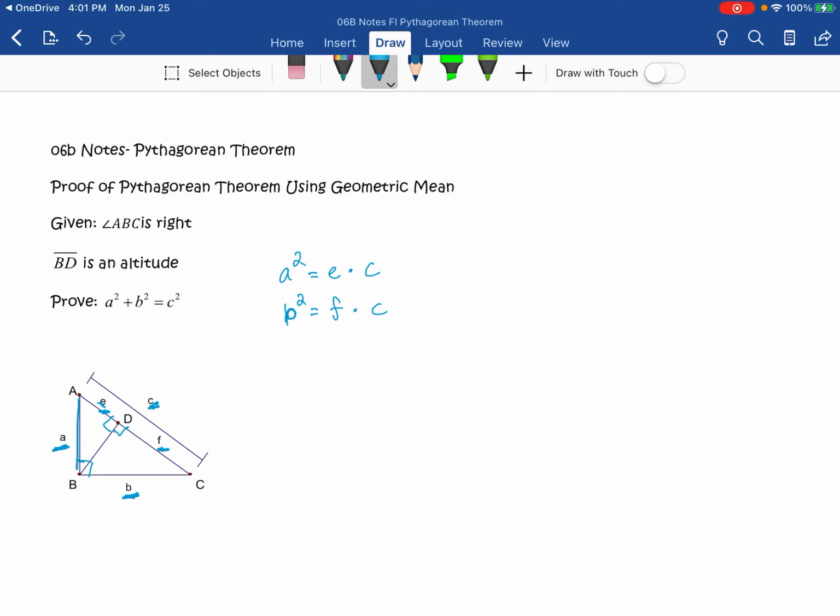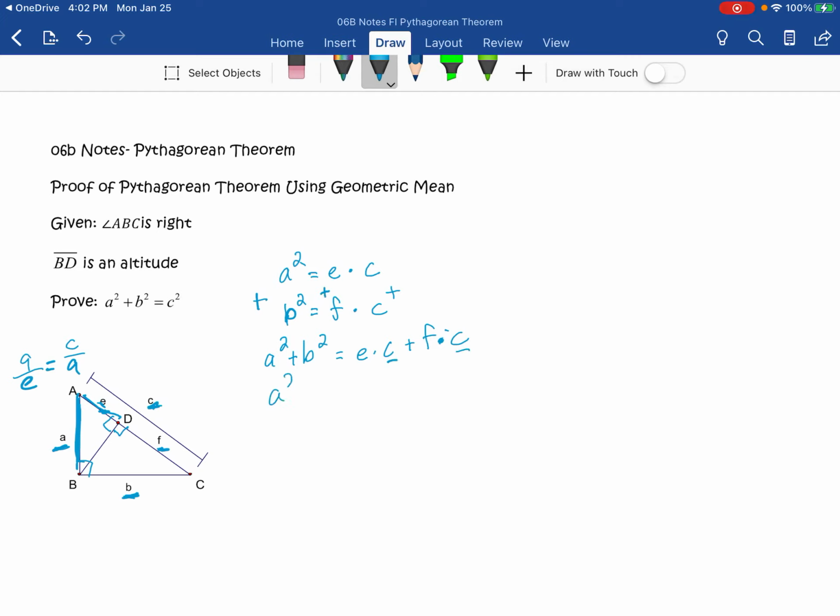If you want the proportion, of course, I know hypotenuse over leg, so A over E is equal to hypotenuse, which is C, over the corresponding leg, which is A. So you can do the proportion. So I know that these two are true, and anytime I have two things that are equal to each other, as long as I add the same thing to both sides, they're also equal. So I know that a squared plus b squared is equal to E times C plus F times C. This is a cute little proof. All I did was add each side.